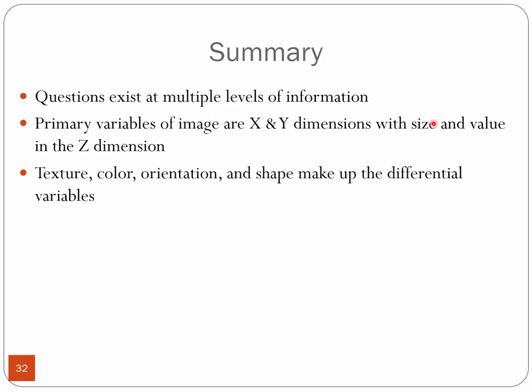In summary, questions exist at multiple levels of information. So we may want to show a higher level, a summary, the mid-range, as well as granular detail, or different combinations of each to get a full sense of the data. Primary variables of an image are the X and Y dimensions with size and value in the Z dimension. So these are our X and Y dimensions as well as our size and value in the Z.